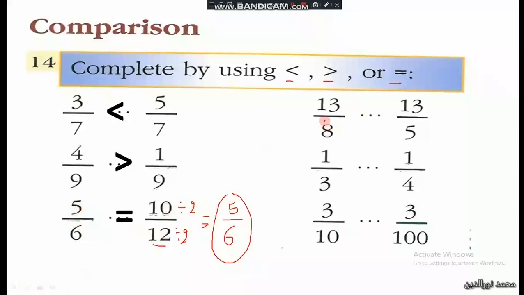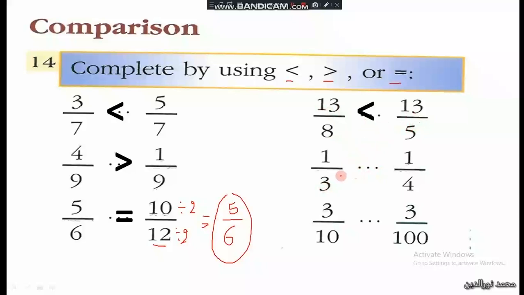And then 13 over 8 and 13 over 5. These fractions have the same numerator. So in this case, we look at the denominator. The fraction that has the smaller denominator is the greater one. So it's inverted here. The smaller denominator gives the greater fraction. So 13 over 5 is greater than 13 over 8.